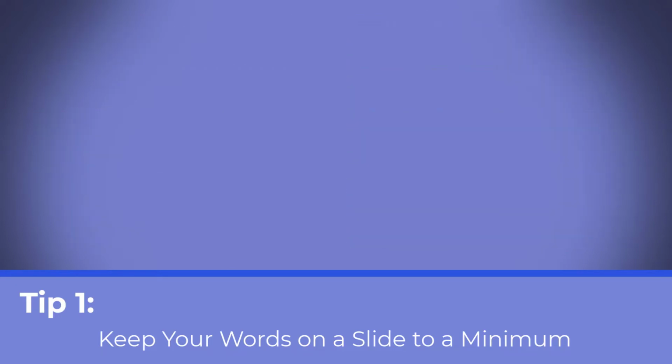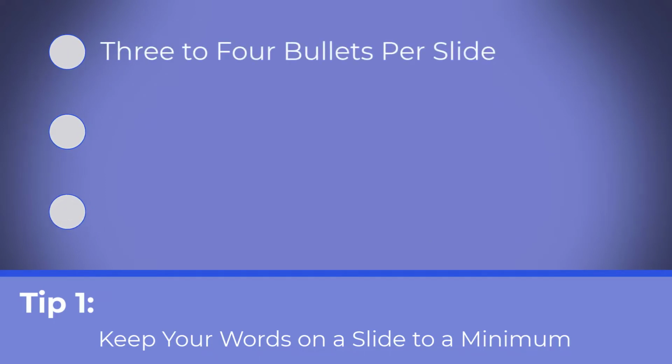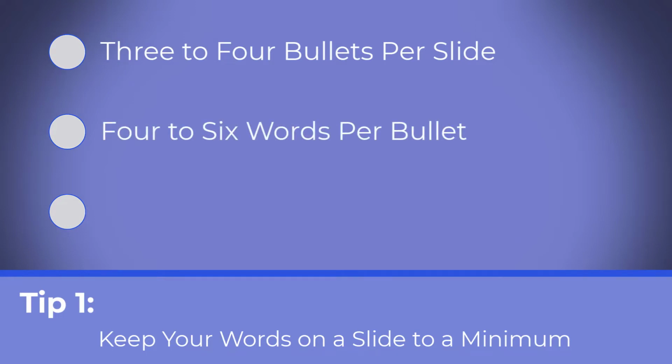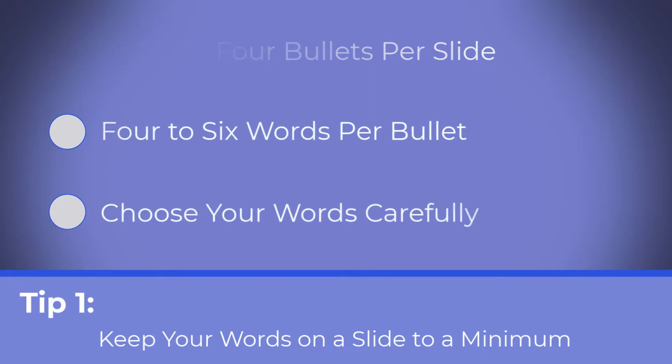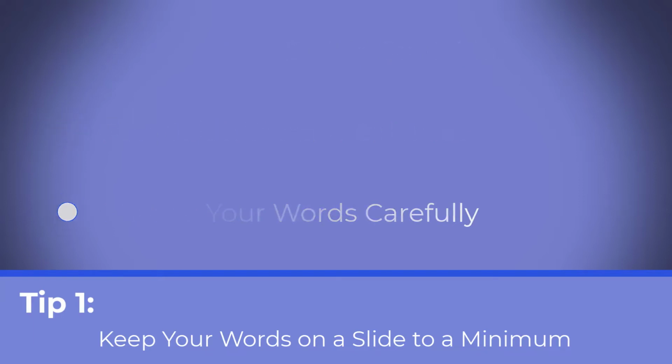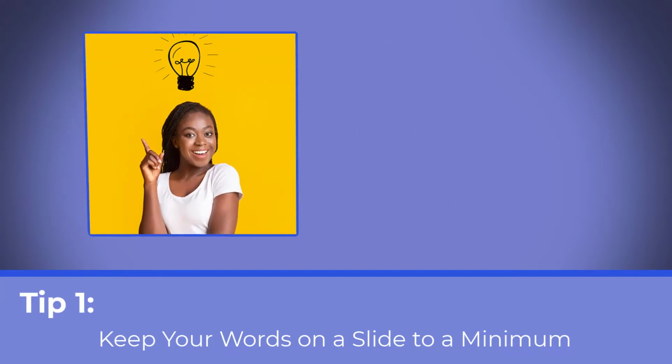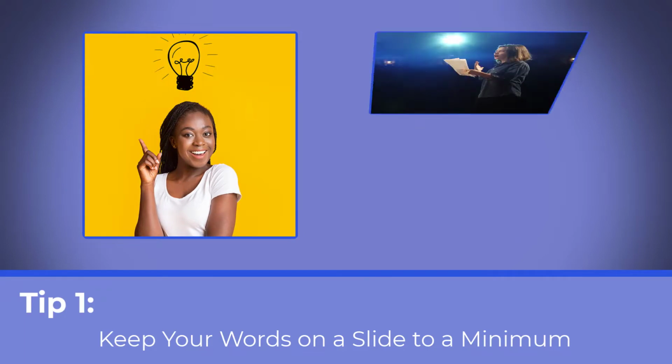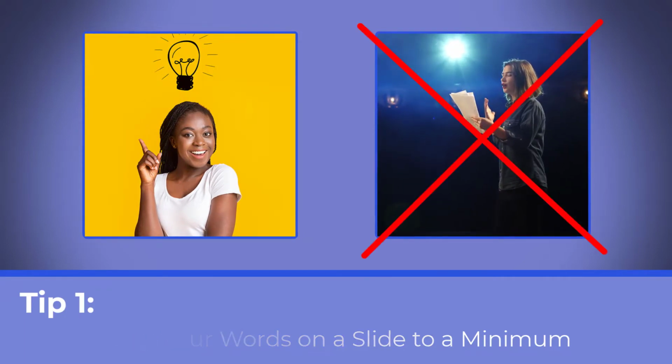So generally speaking, try to stick to 3 or 4 bullets in most cases. For each bullet, try to hover around 4 to 6 words. Doing that will make you choose your words carefully. So remember that you just need the words that will trigger the, "Oh, that's what I meant to talk about next." Not tell you verbatim what to say.